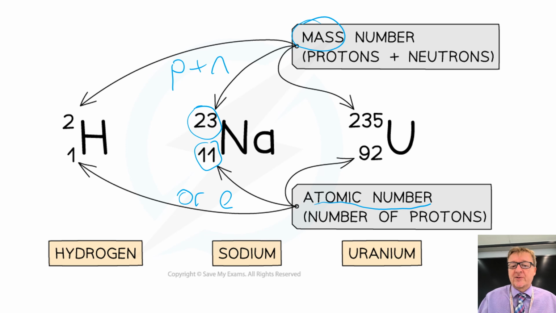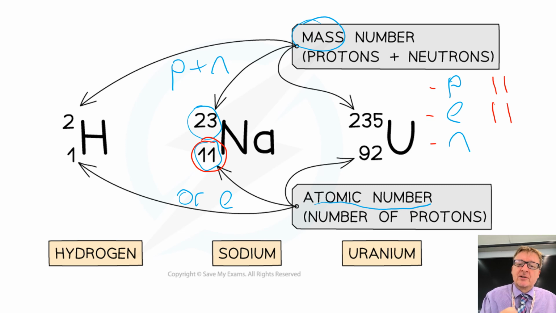Okay, and you'll often get asked to write down the protons, electrons, neutrons. So the number of protons is 11, the atomic number. The number of electrons is always the same as the number of protons. Neutrons: protons, which is 11, added to the number of neutrons equals 23. So N will then be 12. That's the number of neutrons.